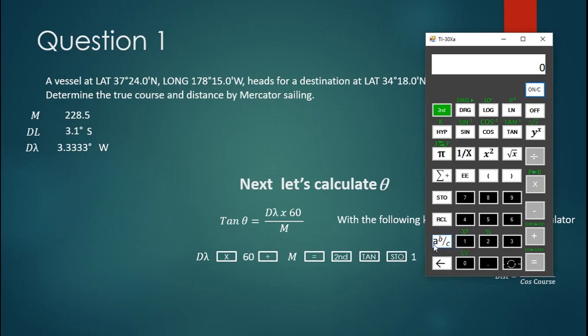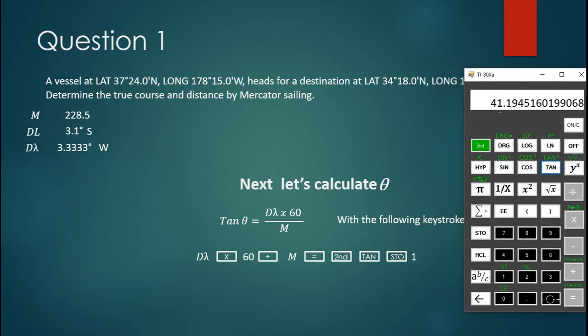So D lambda is 3.333333 times 60 divided by M, which is 228.5. Equals second tangent. At this point, you could say 41.2 degrees as your course, and you could use that.